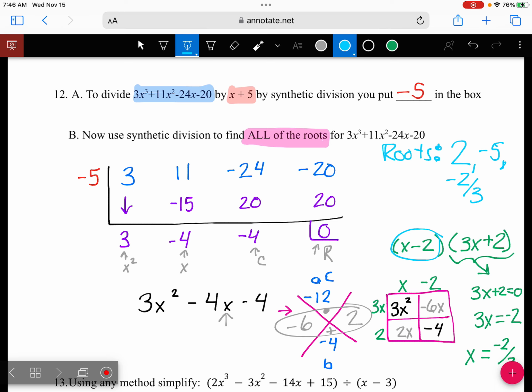Where did you get negative 5? Negative 5 is the one that we got from here. Okay, so this is still a root. It's what we divided by up here. So if it's all roots for this polynomial, that's got to include the one that we divided by.